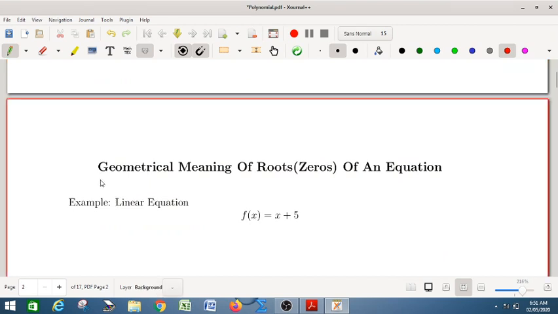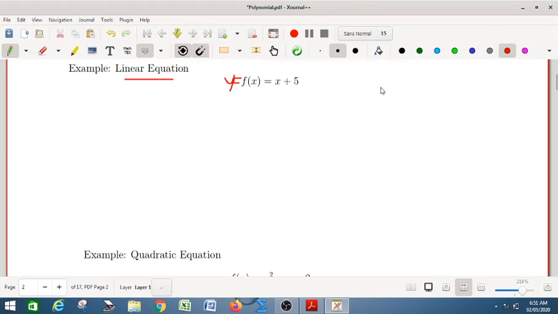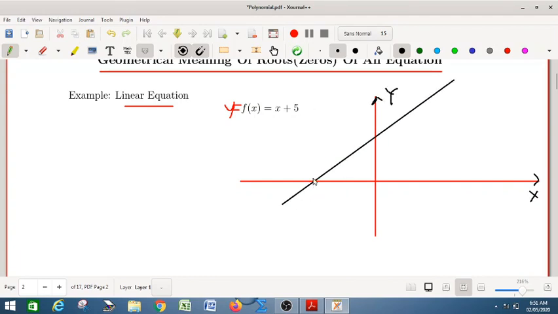Now we'll express the geometrical meaning of roots of an equation. What is the geometrical meaning of roots or zeros of an equation? So we have a linear equation, y equal to x plus 5. This is a linear equation because you see the power of x is 1. So it will represent a straight line. Let us draw the line. This is the x axis, this is the y axis, and if you draw the line, it will be like this, and this point is minus 5, 0.